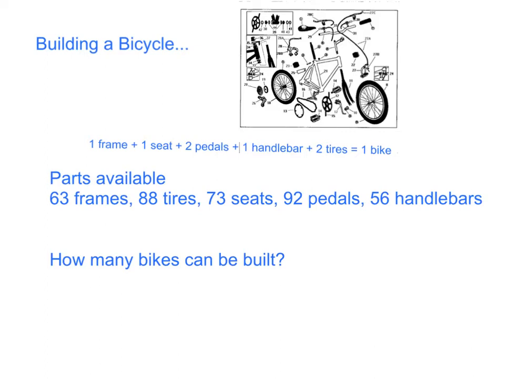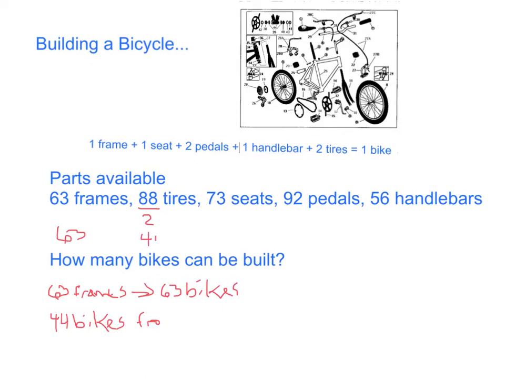With 63 frames, we only need one frame per bike, so we can build 63 bikes. Then we have 88 tires, but it takes 2 tires per bike. So we take 88 divided by the coefficient in the reaction, and that gives us the total number of bikes available: 44 bikes. So we get 63 out of the frames, and we can get 44 bikes out of the tires. So right now, 44 would be our limiting number.